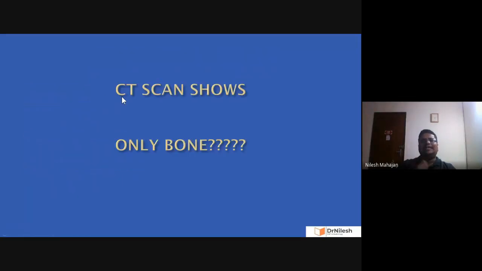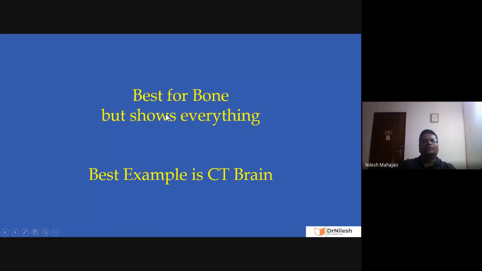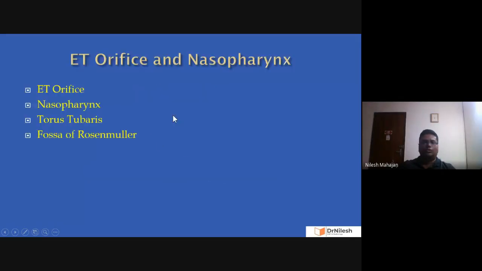So does CT scan show only bone? No, it's not true, because it is best for bone, but it shows everything. The best example is CT brain. See, brain is soft tissue. Then why are we getting a CT scan of the brain done? Because it shows the soft tissue also, and it shows the bone also. It is best for bone, but it shows all the soft tissues also.